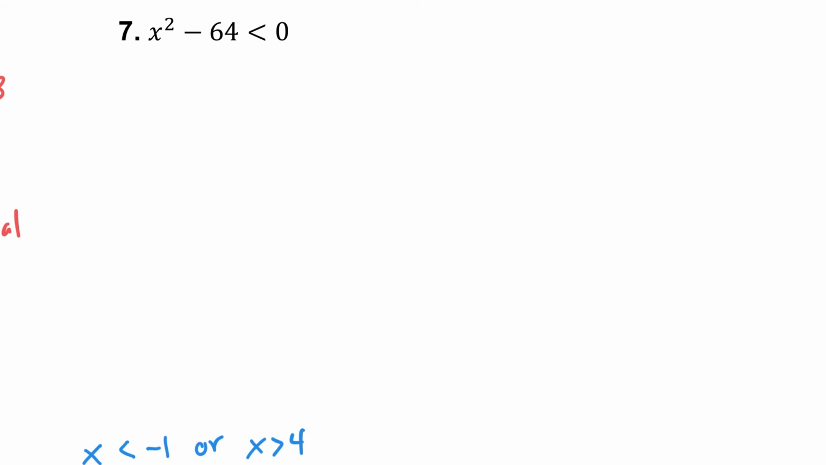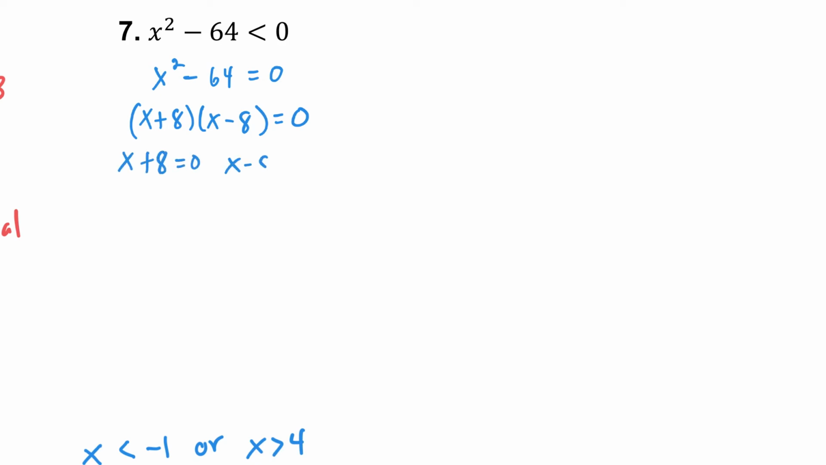So now I'm going to do x squared minus 64 is less than 0. Once again, we have x squared minus 64 is equal to 0. And I know that's a difference of squares. Remember, x squared minus 8 squared. So this is x plus 8 times x minus 8 equals 0. So you have x plus 8 equals 0, x minus 8 equals 0. So x equals -8, x equals 8. So those are your critical points.